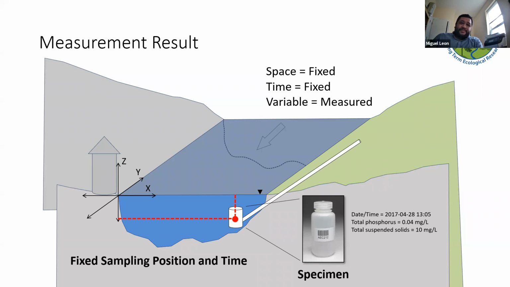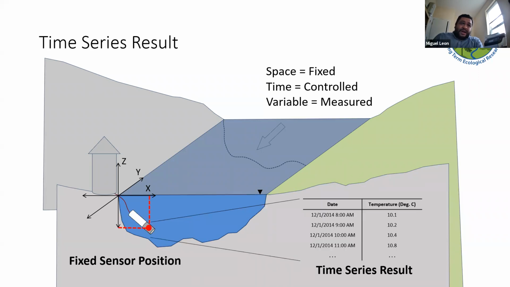You've got a specimen that's taken at a particular time and place, but with a number of different measured variables on that specimen. And that specimen is really a unique thing that can be represented explicitly within the data model. Time series, that's pretty similar to ODM 1.1.